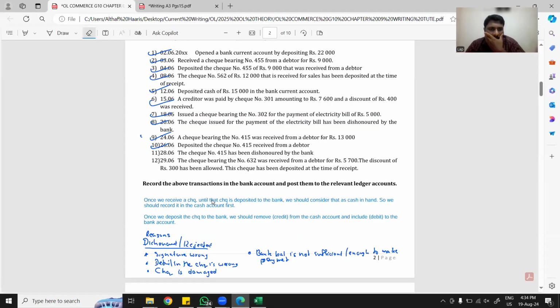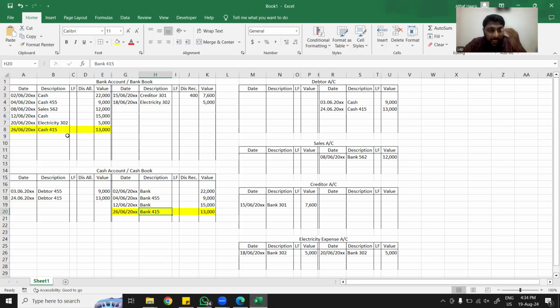28th. Check number 415 has been rejected by the bank. So people, I told you if there is a dishonored check, reverse the entry. Reverse that entry. Simple as that. So people, here you can't reverse it from the cash account. Now the check is there inside the bank. Reverse it from the bank, 13,000.